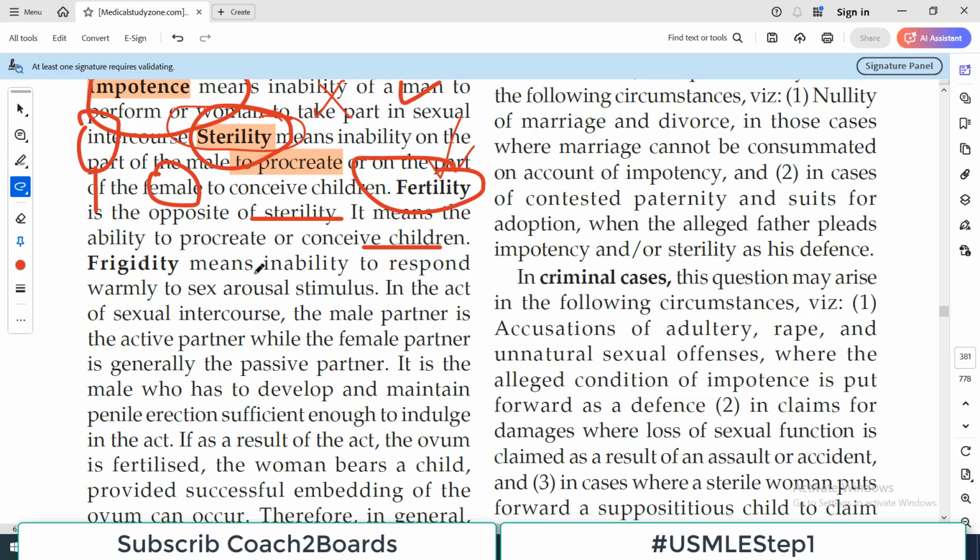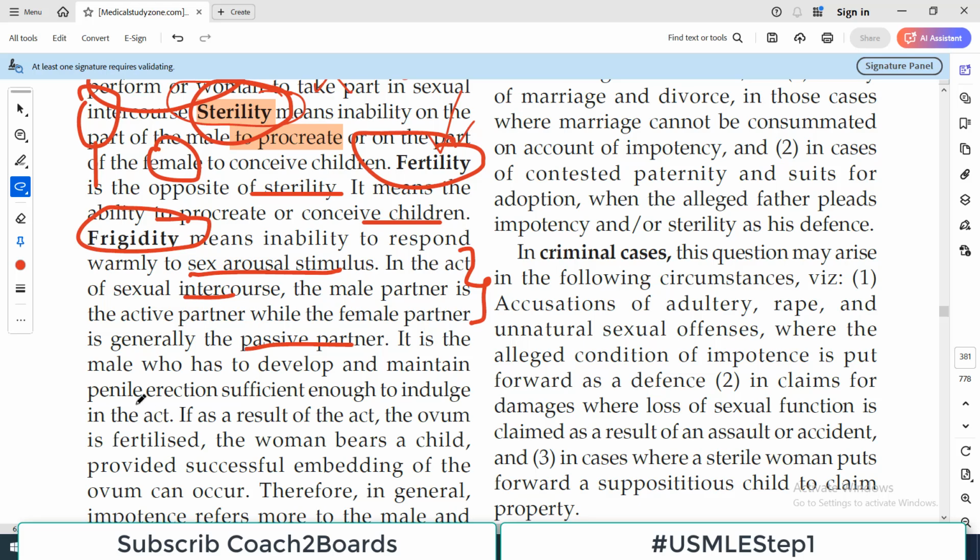Now frigidity means inability to respond warmly to sex arousal stimulus. That is where the partner is a little laid back and is not actively aroused, or there is no warm participation. In the act of sexual intercourse, the male partner is the active partner, while the female partner is generally the passive partner, although it is not the case all the time. Sometimes females are more active than males. It is the male who has to develop and maintain penile erection sufficient to indulge in the act.